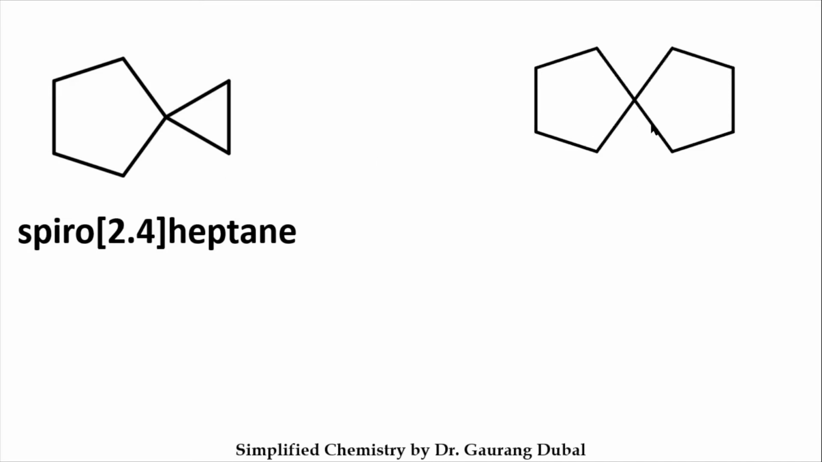Next one, you can see a structure is given. Let's calculate the number of carbon. 1, 2, 3, here 4, 5, 6, 7, 8 and 9. 9 carbon. It means we have to write what? Nonane, right? So nonane is written here. You can see both sides 4 carbon. So just write 4.4 and before that you must write spiro. So this is the correct way to give the nomenclature to this compound, spiro 4.4 nonane, right?